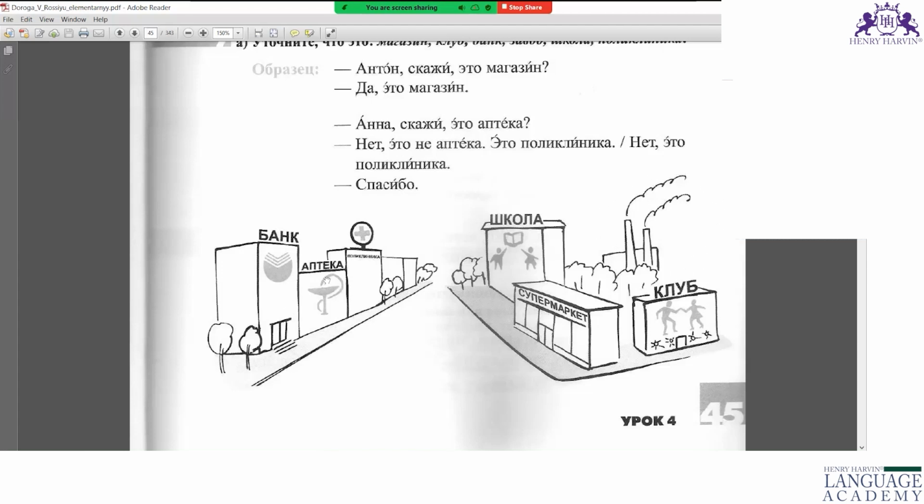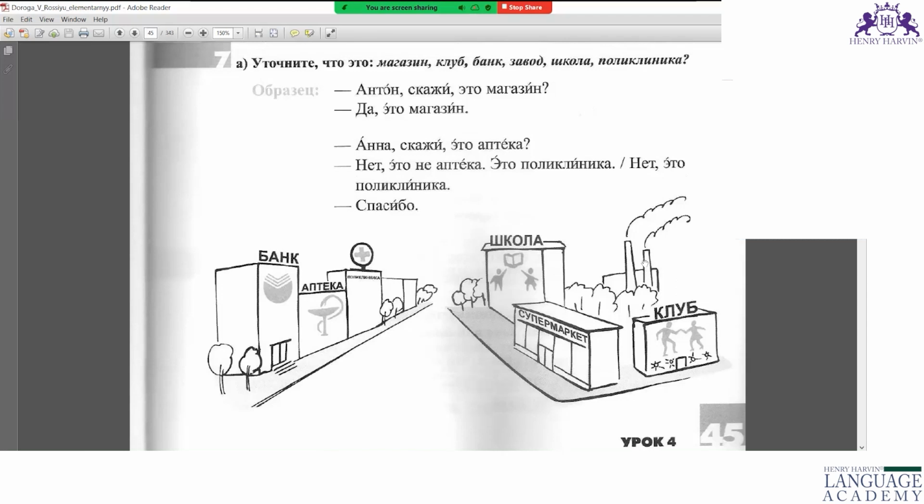Банк, теперь say with me, банк, аптека, поликлиника, школа, супермаркет, клуб, завод. Plant, factory, окей? И теперь посмотрим на диалог.